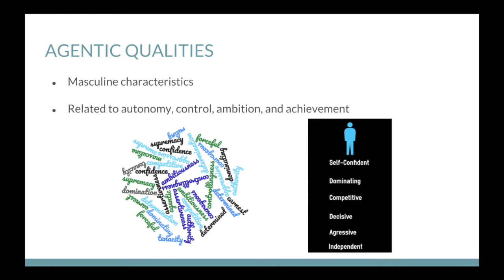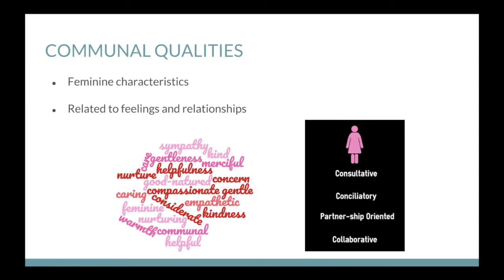Agentic qualities are usually associated as masculine characteristics. These include assertiveness, controllingness, confidence, and ambitiousness. They are also related to autonomy, control, ambition, and achievement. Communal qualities are generally associated with female characteristics. These include sympathy, helpfulness, nurturing, gentleness, and kindness. They are also related to feelings in relationship.